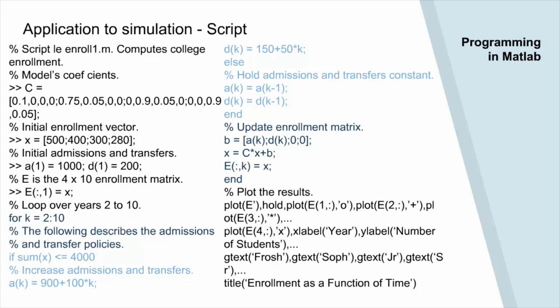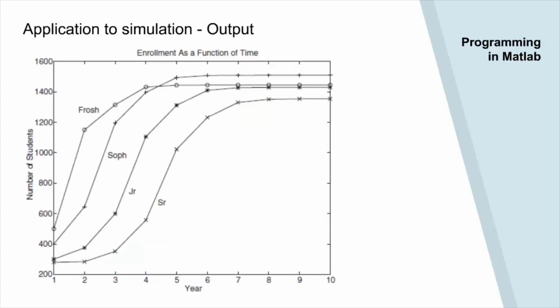Now let us see the output. This is what our output looks like. So the point to note here is that after 4 years there are more sophomores than freshmen. The reason is that the increasing transfer rate eventually overcomes the effect of increasing admission rate. In actual practice, this program would be run many times to analyze the effect of different admission and transfer policies, and to examine what happens if different values are used for the coefficients in the matrix C.